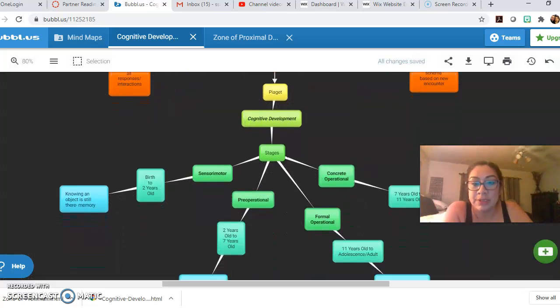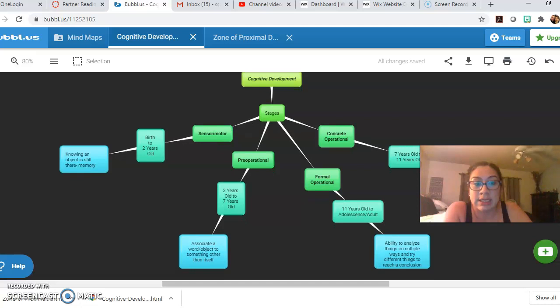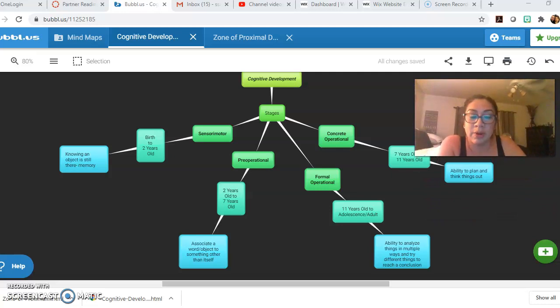The first stage that he discusses is sensory motor, and that's from the age of birth through 2 years old. At that stage, a child, from infant to toddler, is still learning about objects, where they are, remembering where they are in their memory, and being able to recognize and bring back that memory. The next stage would be pre-operational.